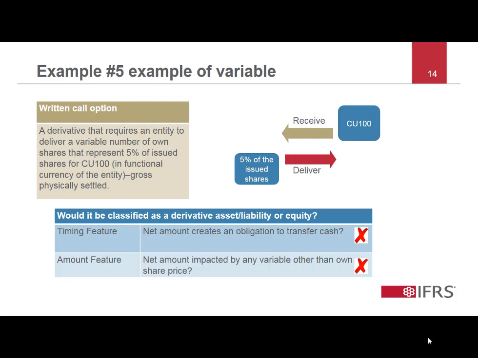The net amount of this derivative is therefore unaffected by any variable that is independent of the entity's available economic resources. Because you've answered no to both questions, the derivative would be classified as an equity instrument applying the board's preferred approach. This is an example where the fixed for fixed words in IAS 32 have been difficult to apply.